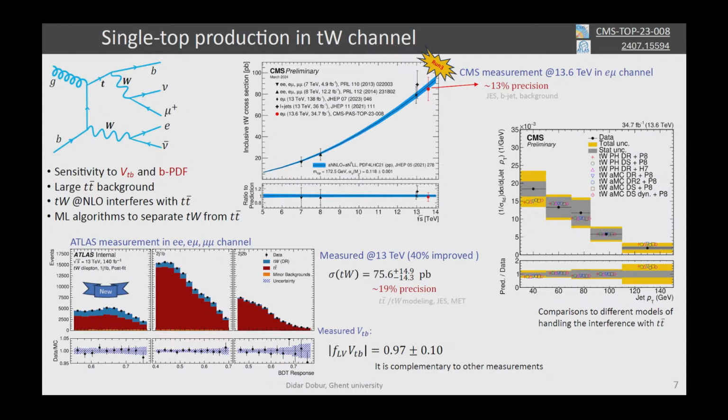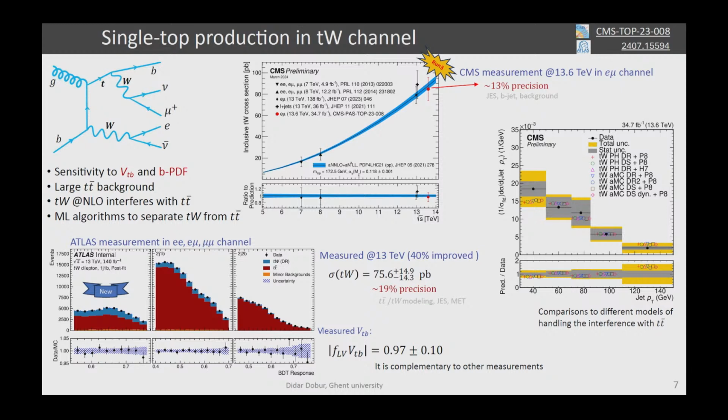Both collaborations use machine learning algorithms to do this. Here in the middle, you see the measured cross-section at different energies by CMS, and the last point is at 13.6 TeV. We also do differential cross-section measurements where we compare the measurement to different parton shower models as well as to the models where we handle this interference differently, and the agreement is reasonably okay.